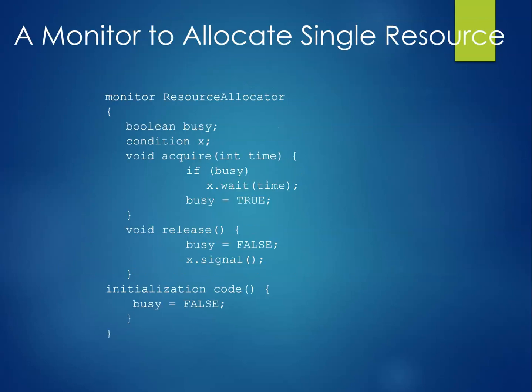So here's a monitor to allocate a single resource. We have a condition x, we have acquire, which says if it's already busy, then we wait on it, and then when we're done, we say busy is true. We go into our critical region, and then with release, we just set busy to false, and then signal that we're done to release any waits.